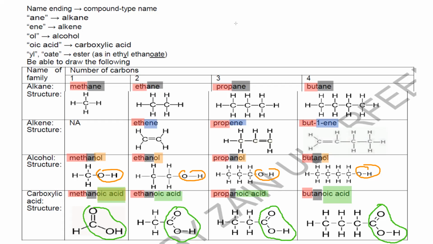That's how we name the first two. Alkane and alkene are hydrocarbons, but alcohol and carboxylic acid are not hydrocarbons. So it is important that you learn the names of these compounds, and you should be able to either draw the structure or name the compound from their structures. Is it clear how we name these hydrocarbons, alcohols and carboxylic acids? Any doubt till this point?